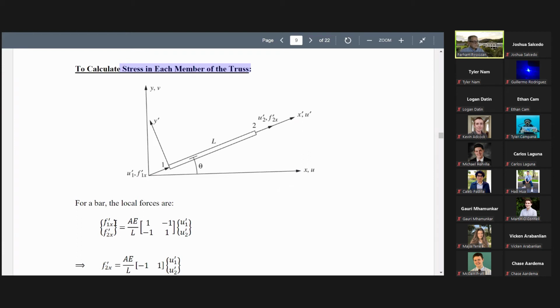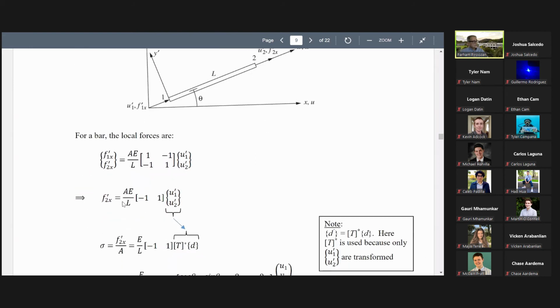In the local coordinate system, this is the formula we have. F1x prime, F2x prime. We had AE over L, and these are displacements in local with prime. Everything is with prime. Now, if we want to find stress in this element, we need to divide F2x prime by cross-sectional area.